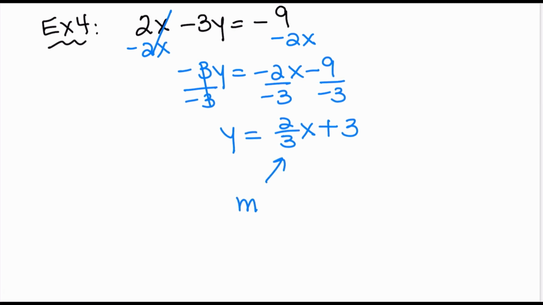My slope is going to be 2/3. And my y-intercept is going to be positive 3. So now you can go ahead and graph this equation.